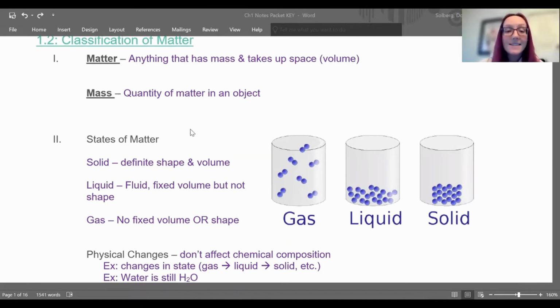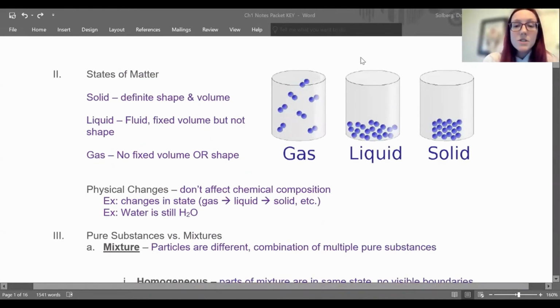Okay, and a gas has neither a fixed volume nor a fixed shape, meaning if I put it into a container, it's just going to fill that whole container. So if I put it into a 20 milliliter container, the gas has a volume of 20 milliliters. If I put it into a 50 milliliter container, it has a volume of 50 milliliters. So a gas does have a specific number of particles, but no fixed volume and no fixed shape.